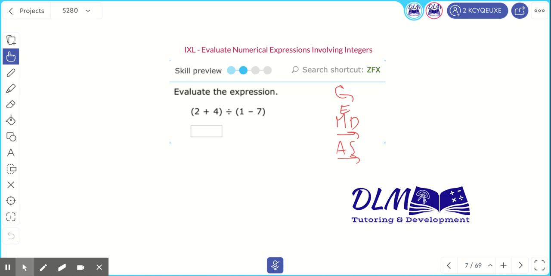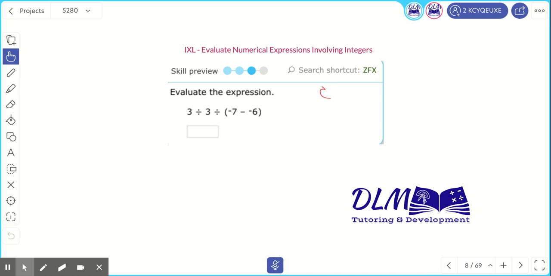I'm going to have to handle those first. In this case, my first grouping is 2 plus 4, which gives me 6. Then I'm going to bring down my division sign straight down. And then I have 1 minus 7, which is going to give me negative 6. So now I cross out my groupings, I cross out my exponents. I'm also going to cross out my multiplication because I don't have any multiplication, but I do have division. So now I'm going to divide. 6 divided by negative 6 is going to be negative 1. So my answer here is negative 1, and I have no more operations to worry about.